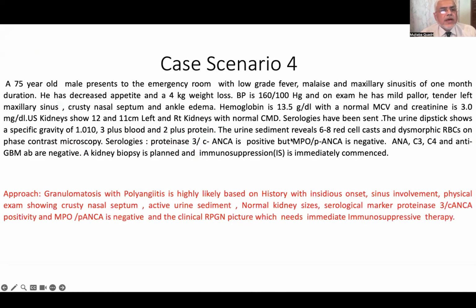Case 4 is a 75-year-old male who has low-grade fever, malaise, maxillary sinusitis. He has decreased appetite, 4-kilogram weight loss, high blood pressure, mild pallor, tender left maxillary sinus, crusty nasal septum, ankle edema. Hemoglobin is 13.5 with a normal MCV. Creatinine is 3 milligrams per deciliter. Ultrasound shows normal-sized kidneys, and serologies have been sent.